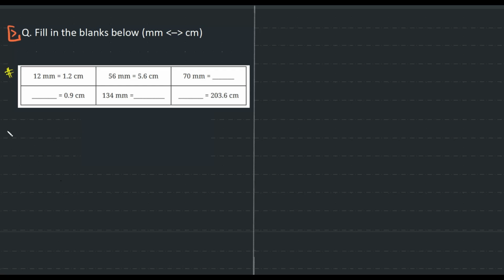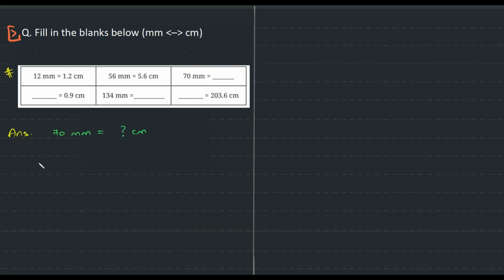So let's practice a few questions over here. Now we have 12 millimeter is equal to 1.2 centimeter. 56 millimeter is equal to 5.6 centimeter. So next is 70 millimeter is equal to how many centimeter? So we need to fill the blank. You can go with a pattern or we can do it step by step.